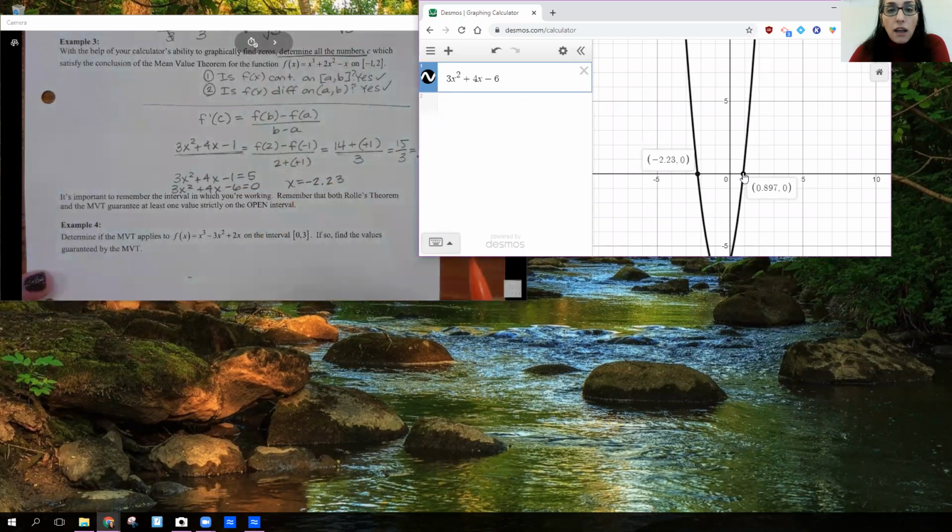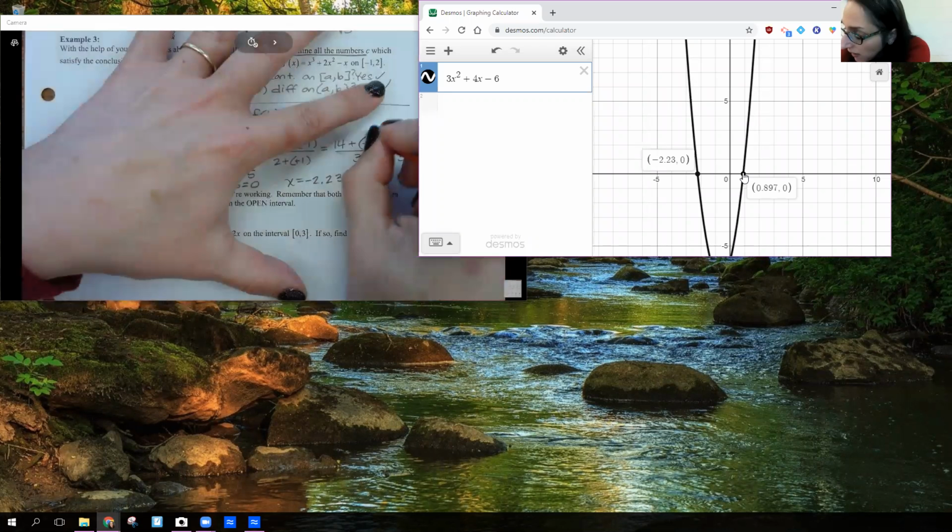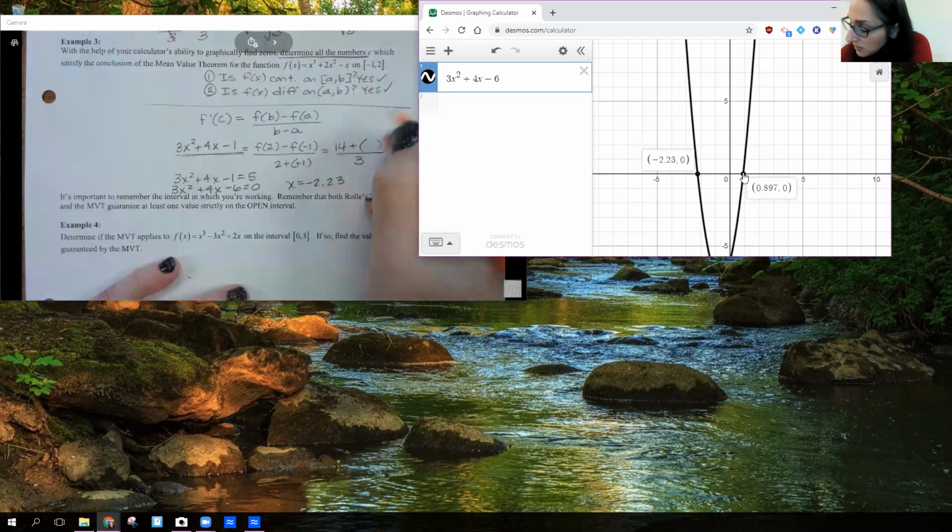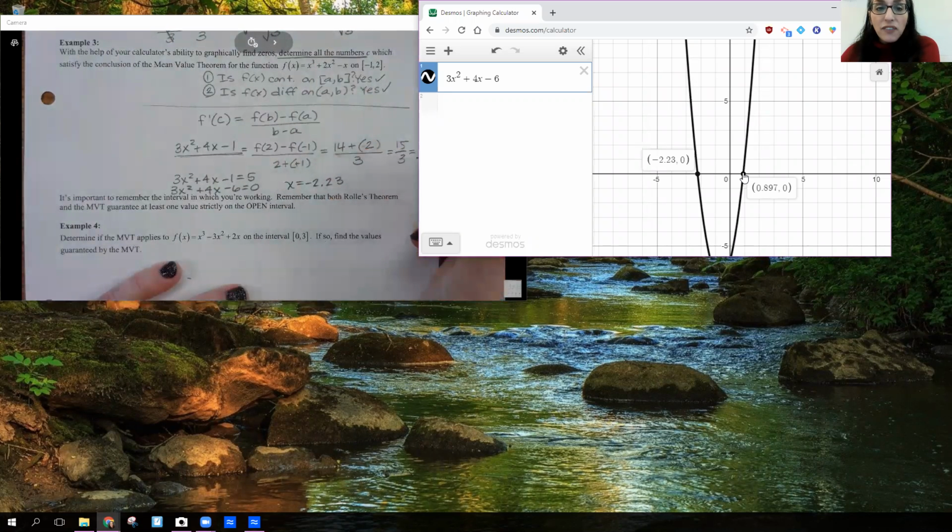The f of negative 1 is 2. Oh, is this 2? I think it's supposed to be 2. Can somebody else confirm that? I'm just going along with what you guys are saying because I have the answer key next to me.